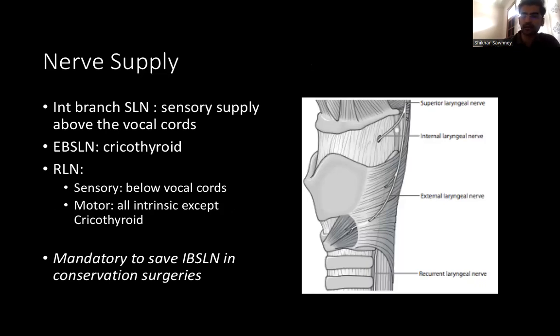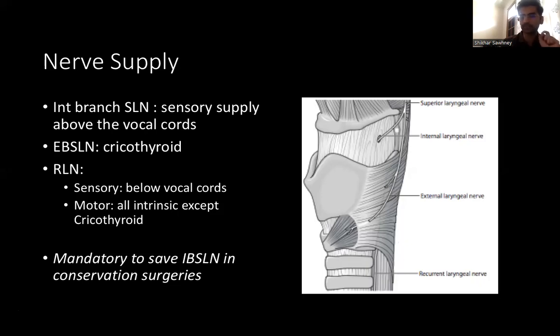The larynx is innervated mainly by the superior laryngeal and the recurrent laryngeal nerves. As we can see here, the superior laryngeal nerve divides into the internal branch, which is responsible for the sensory supply of the larynx above the level of vocal cords, and the external branch of superior laryngeal nerve, which courses along the inferior constrictor and innervates the cricothyroid muscle. The recurrent laryngeal nerve comes from below, and it has both a sensory and a motor component as well. The sensory component innervates the larynx below the level of vocal cords, whereas the motor branch innervates all intrinsic muscles of the larynx, except the cricothyroid muscle.